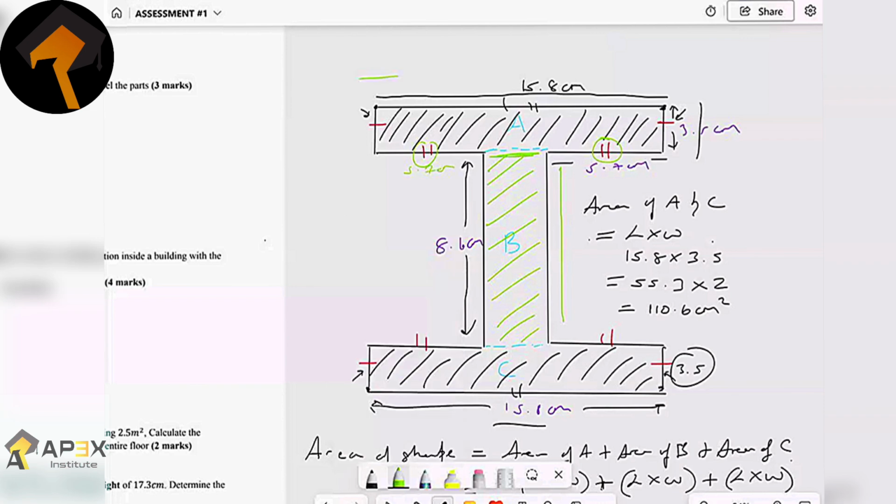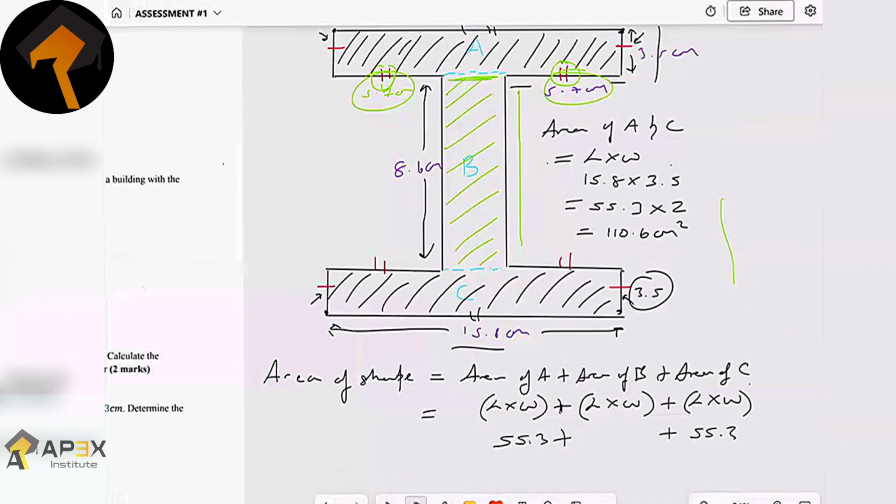And we know that the whole length is 15.8. So if we have 5.7 and 5.7, all we have to do to get this blue broken piece in the middle here is subtract. Just give me a second here. Let me just grab the screen. Okay, so all I have to do now is find this little piece in the middle here.